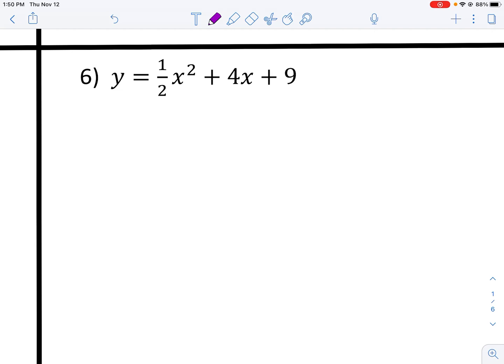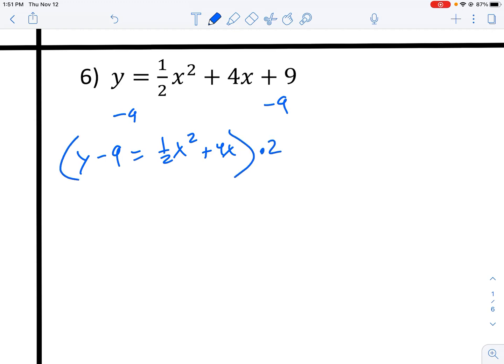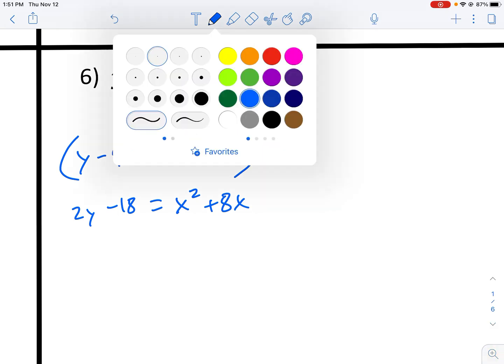To complete the square, you need the form to just be x squared plus bx equals stuff. This is not in that format right now, and so we're going to have to move things a bit so it looks like that. So I'm going to subtract this 9 over. So I got y minus 9 equals one half x squared plus 4x. And I need to get rid of this 1 half, and I can divide everything by a half. But dividing by a half is the same thing as multiplying by 2. So I'm going to multiply the whole thing by 2, and it's going to be 2y minus 18 equals x squared plus 8x. So now this is ready to complete the square.